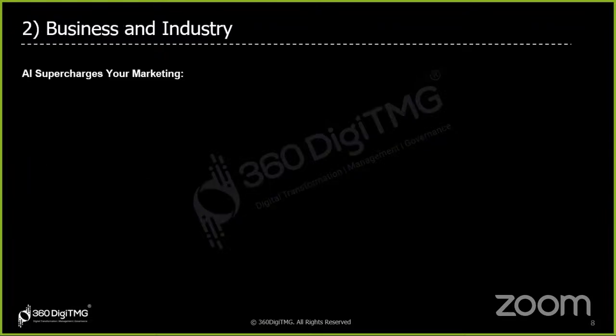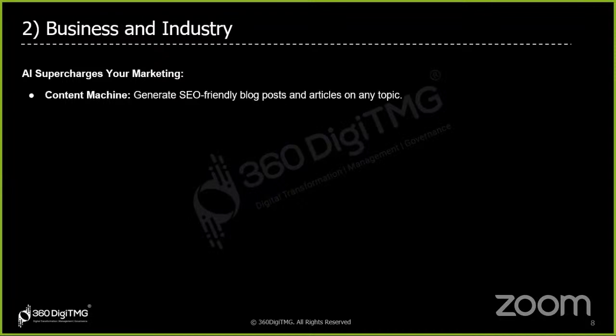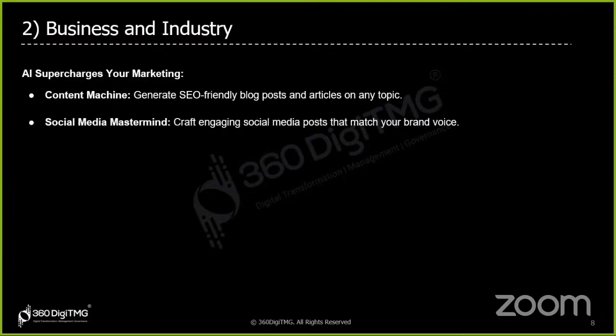Okay. We can also find applications of Gen AI across business and industries. So how do we use this to supercharge our marketing strategies? The first one could be content machine, generating SEO friendly blog posts and articles on any topic. So digital marketing, right? When you're creating some content, some posts, some articles, why not use the help of AI in order to make it more creative, isn't it?